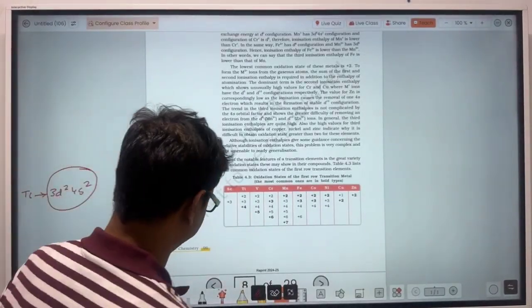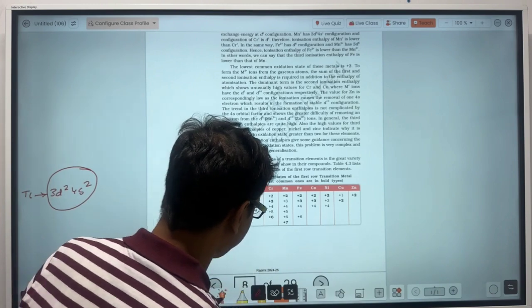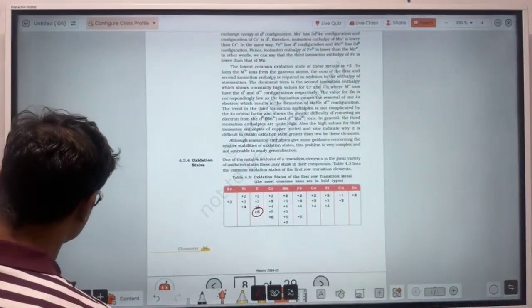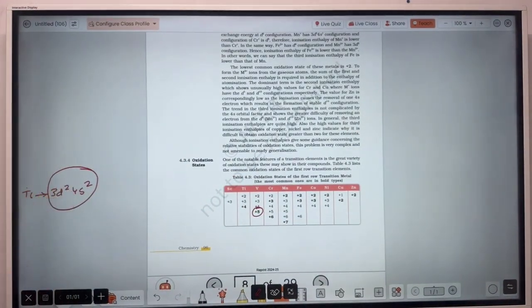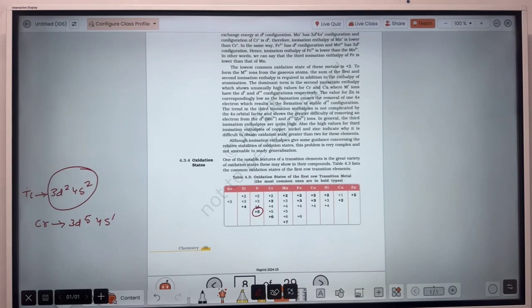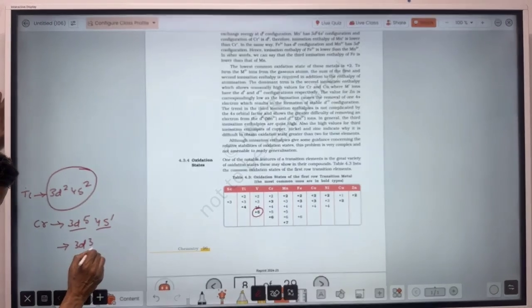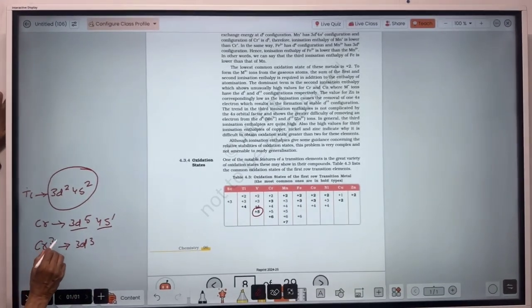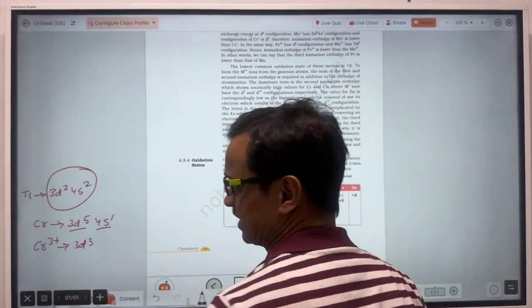Now in vanadium, the same way, the +5 oxidation state will be the most stable. Now let's see chromium. Here 1 electron is released from here and 2 electrons from here, so in chromium in +3 oxidation state the electronic configuration will be 3d3.